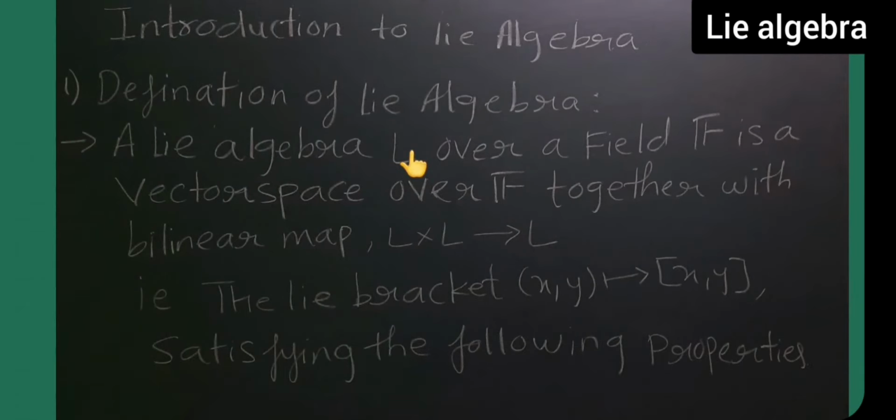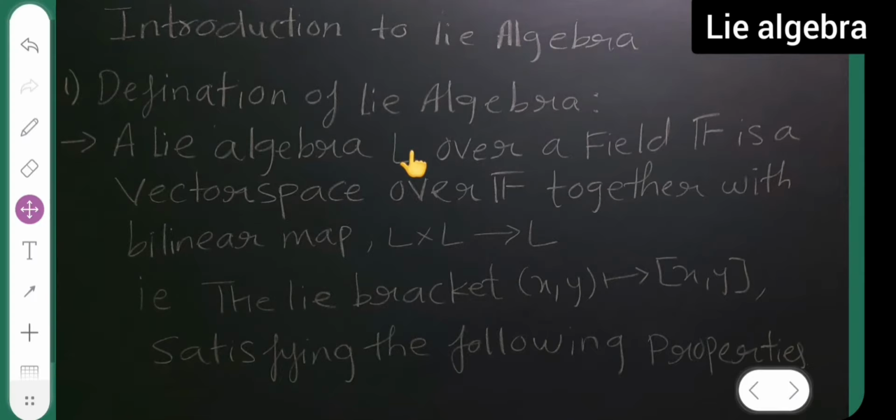So, in today's lecture, this is the fourth chapter, Introduction to the Lie algebra. Earlier, we have done the Lie algebra but the matrix groups. Now, this is the introduction to the Lie algebra, the definition of the Lie algebra. What is the Lie algebra?